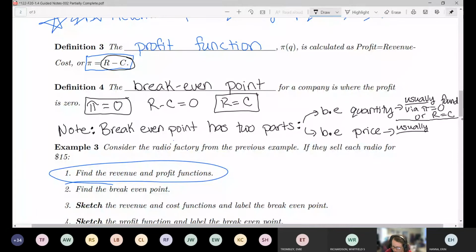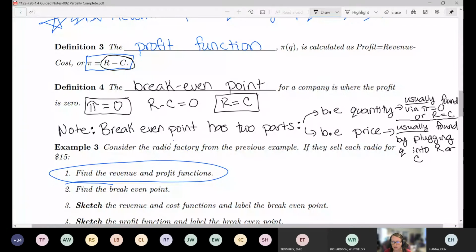And then the price is usually, so let me kind of split that up. So usually found by plugging the Q you just found into revenue or cost, not profit. And I'll also talk about that a bit more in a second.